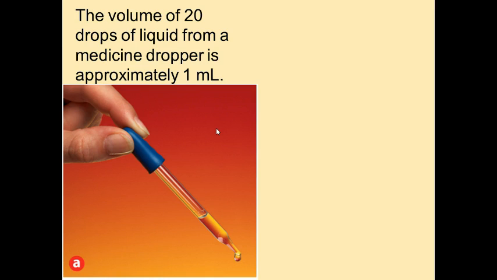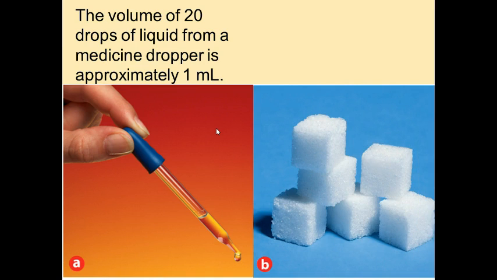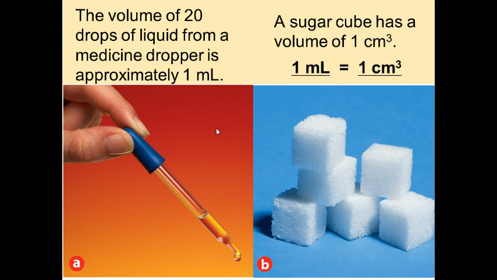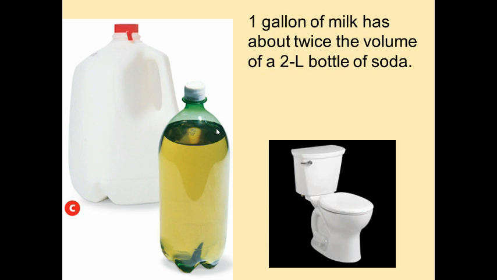And here are some approximations of how much each of these metric units is in something familiar. The volume of 20 drops of liquid from a pipette or a medicine dropper is about 1 milliliter. And 1 milliliter is 1 centimeter cubed, or as large as a sugar cube. And 1 gallon of milk has about twice the volume of a 2-liter soda bottle. So 1 gallon is approximately 4 liters, or 3.8 liters.